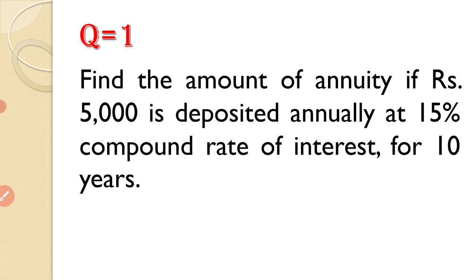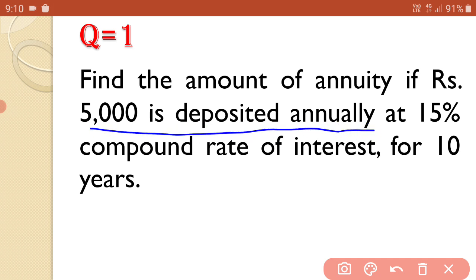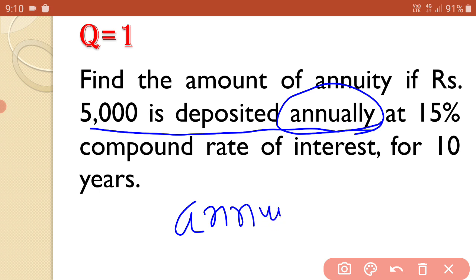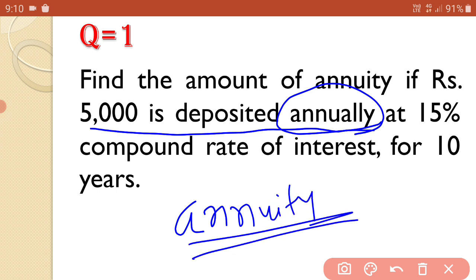Find the amount of annuity if rupees 5,000 is deposited annually at 15% compound rate of interest for 10 years. When you deposit annually, it means every year, repeated, it is called annuity. Repeated amount that you invest is called annuity.